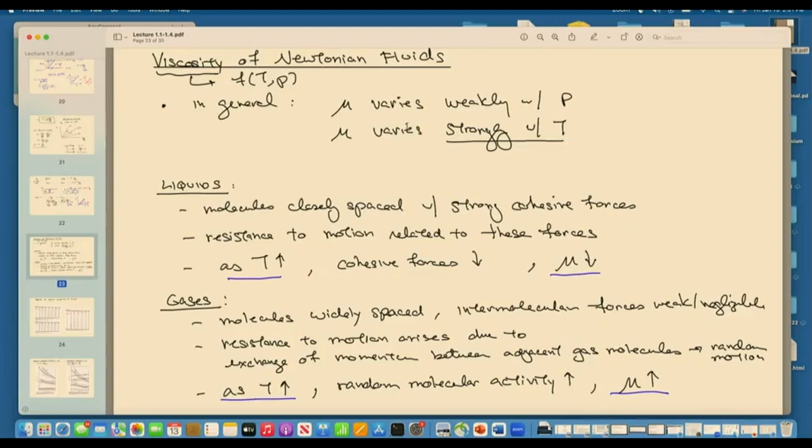Now, you may need to consider the temperature dependence of viscosity, okay? The behavior is different for liquids versus gases, and now you go back to the molecular structure. In liquids, molecules are more closely spaced. There are strong cohesive forces, and the resistance to motion is related to these forces. As you increase temperature, the cohesive forces decrease, and the viscosity correspondingly decreases. So with increasing temperature, viscosity decreases. For example, think of oil in that problem.